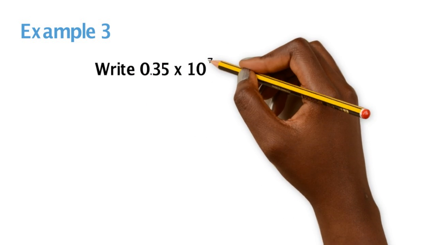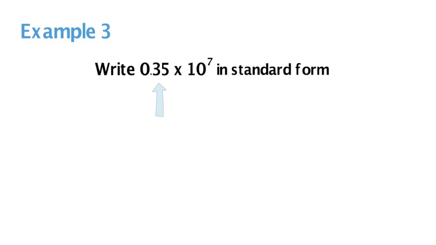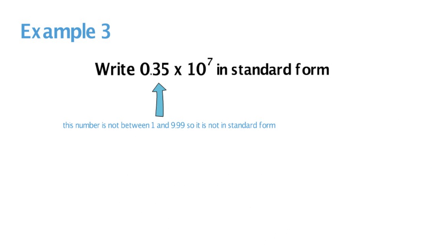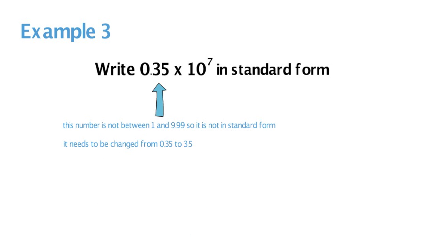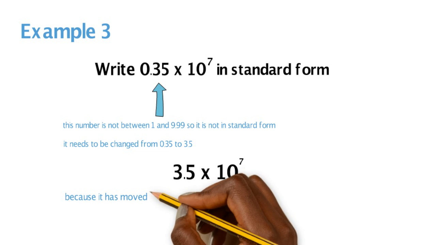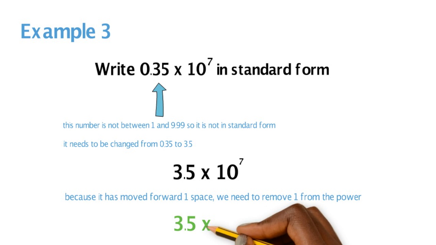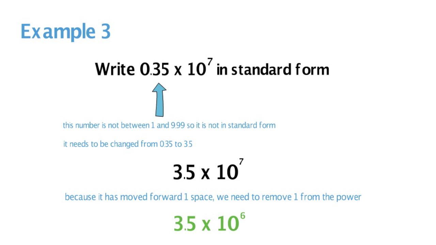So again, if we had write 0.35 times 10 to the 7 in standard form, a lot of people would think this is already in standard form, but it's not, because the 0.35 is not between 1 and 9.99. So it needs to be changed to 3.5 because that number fits within the range. And so because you've moved forward one decimal place, you're going to also have to change the power, and you're going to have to remove 1 from the power. So anytime you move forward one decimal place, you remove 1 from the power. And that would be your final answer.